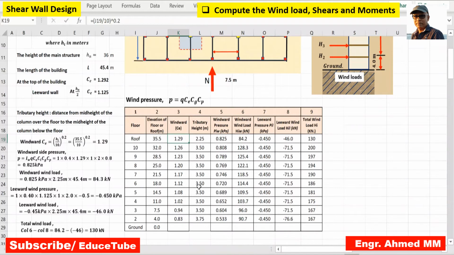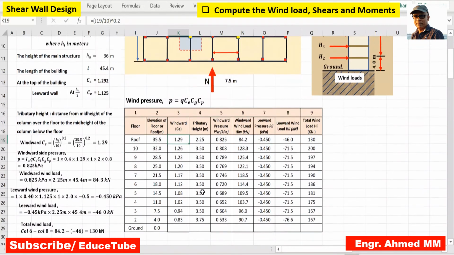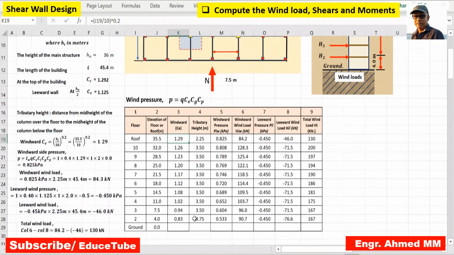But for other floors, it will be from mid to mid, so all will be 3.5. Only this one will be different, 3.75, because this floor is 4 meters and this one is 3.5, so from this middle to this middle it will be 3.75. For the first one I used the cell address in Excel, and all the other values will be generated according to this formula. You only need to click here and pull it down, and automatically all the values will come.